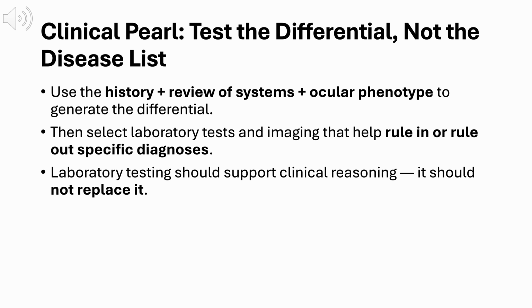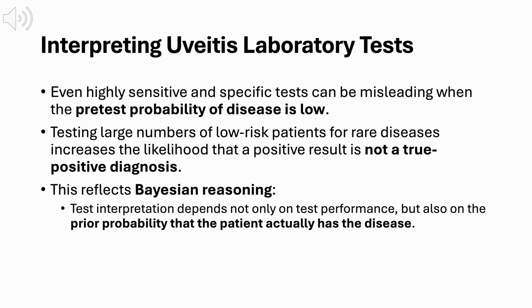Here's a concept that trips up even strong clinicians, so let's make it intuitive. Even a highly sensitive and specific test can mislead you when the disease is unlikely to begin with. Imagine screening thousands of low-risk people for a rare disease. Because the disease is so rare, most of your positive results will actually be false positives, not real cases. The handful of true cases gets swamped by the errors.